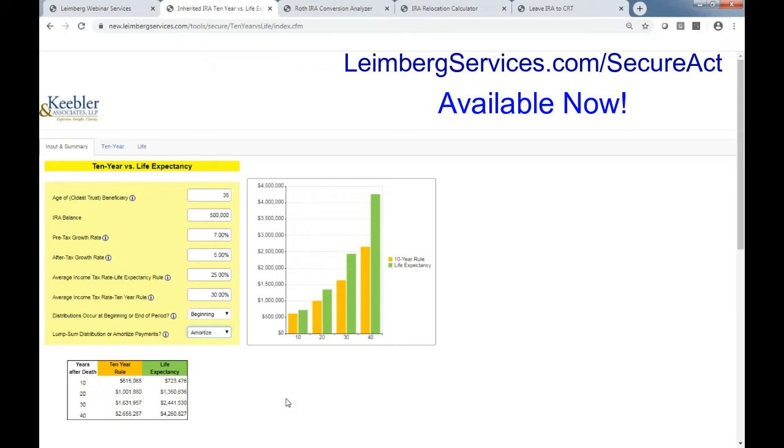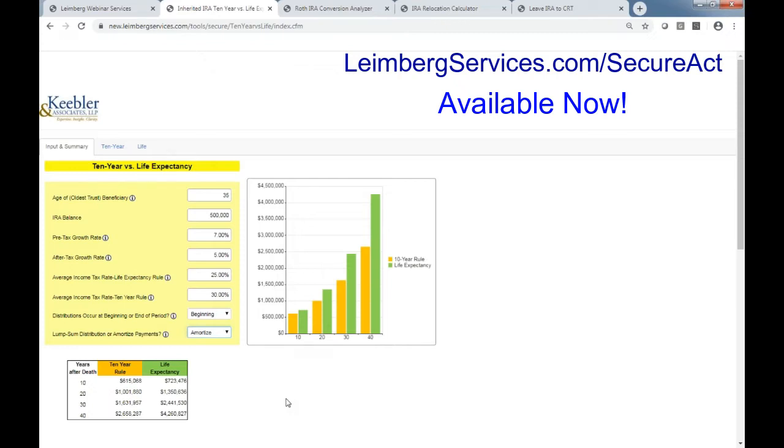What we want to be laser focused on is, does it pay to take the extra effort to design a specially drafted disability trust so you can rise to the level of an eligible designated beneficiary trust, allowing you to use life expectancy versus a 10-year rule? So when you're working with this, that's what you can see.